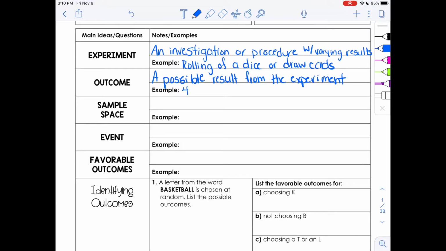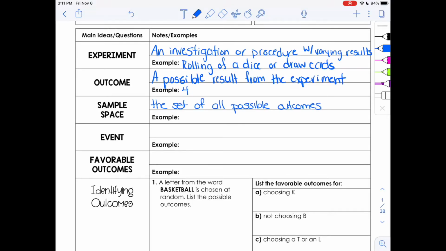We also have something called a sample space. So a sample space represents the set of all possible outcomes. So when you perform an experiment, you have one outcome once you've done that experiment. But a sample space is going to represent all of your possible outcomes. So anything that could possibly happen.